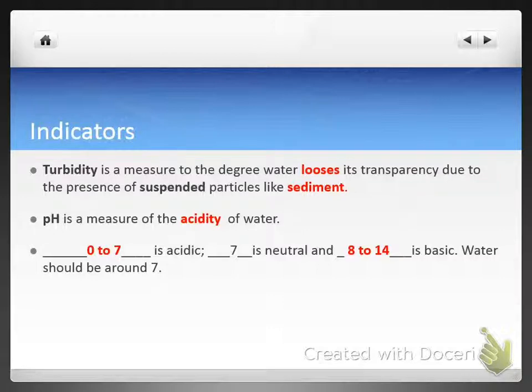pH is the way we measure acids and bases. pH actually measures the acidity of the water. Ideally, if there is nothing in the water, it is going to have a pH of 7. That means it's neutral. It's neither acid nor base. Water should be close to 7. Most organisms that live in the water can tolerate about 6.5 to about 8.